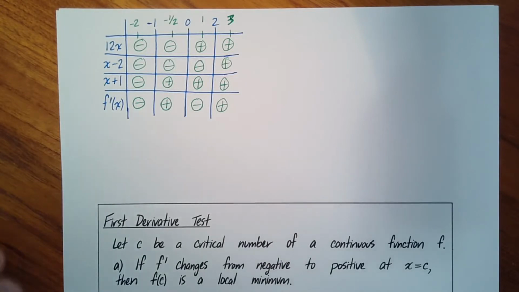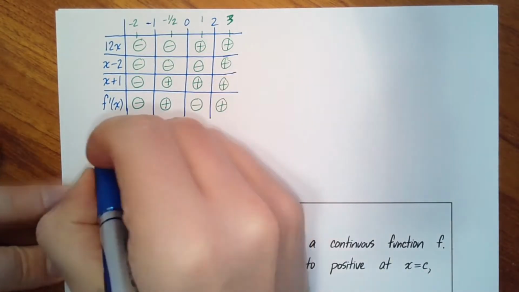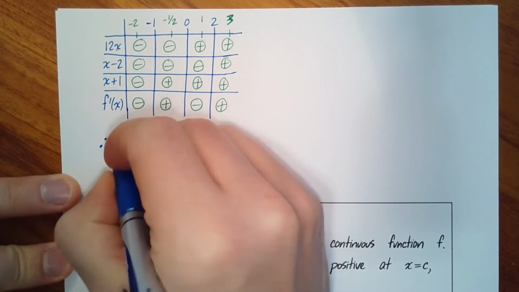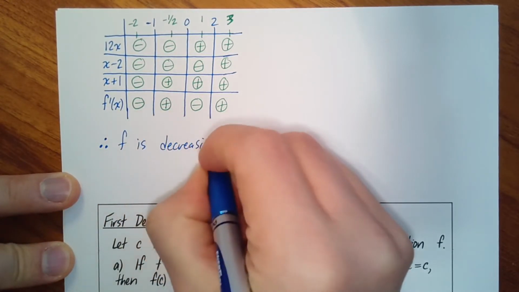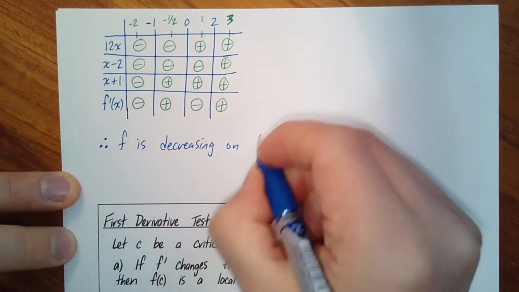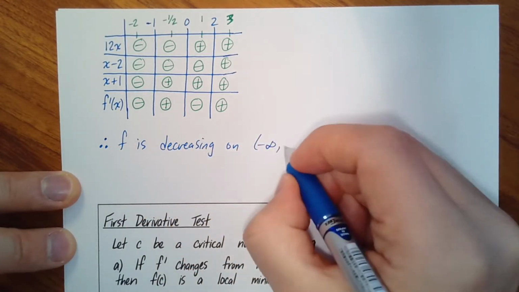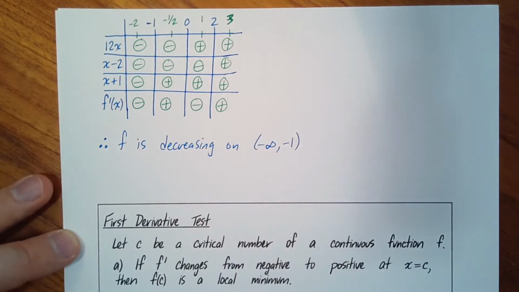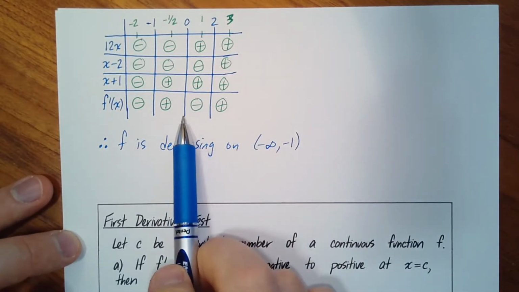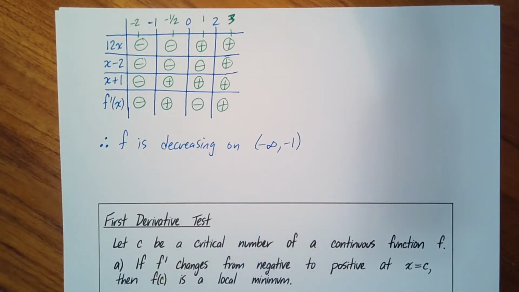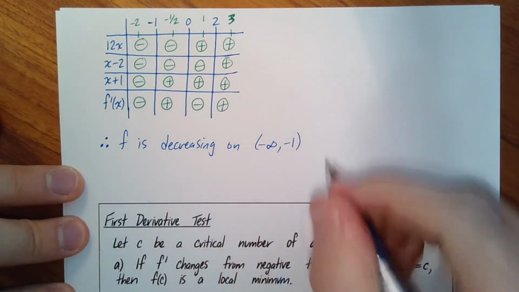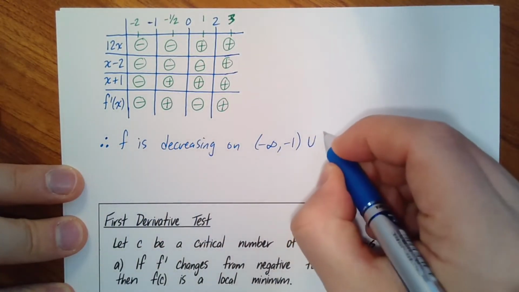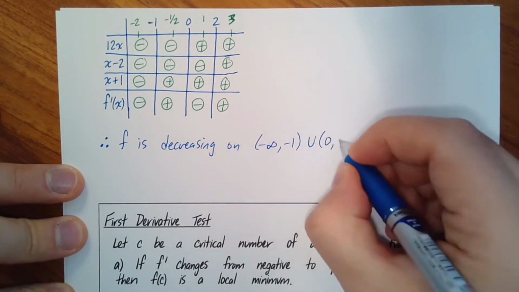Okay, so we can finally finish this off. We can say, therefore, f is decreasing on -infinity to -1, and it's also decreasing on the interval between 0 to 2. So just to make our answer as concise as possible, it's decreasing on this interval, and it's also decreasing on the interval between 0 to 2.